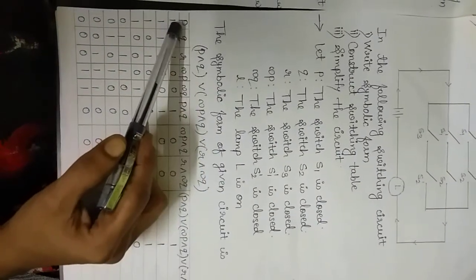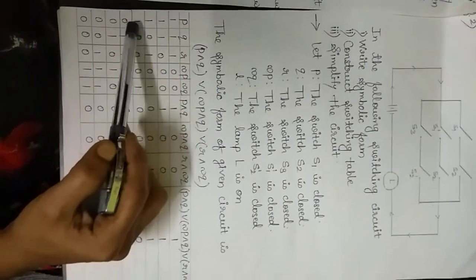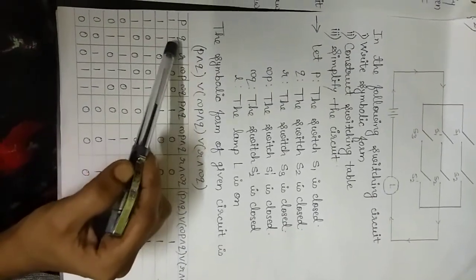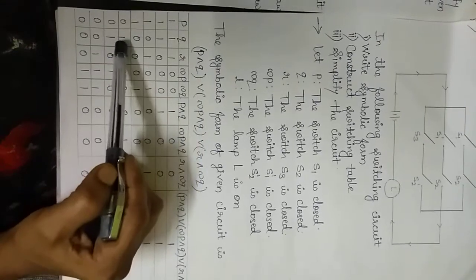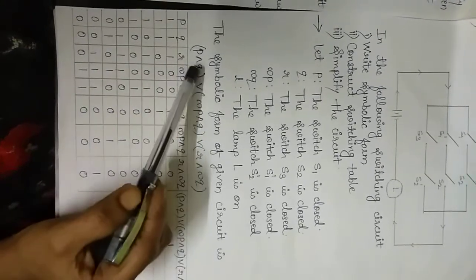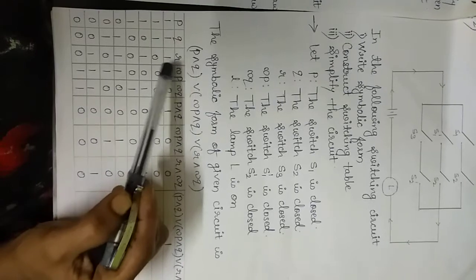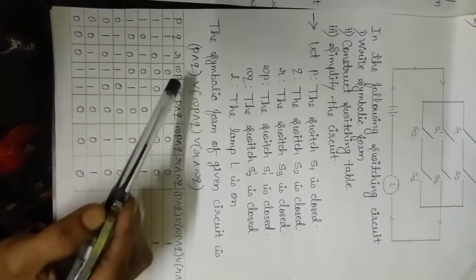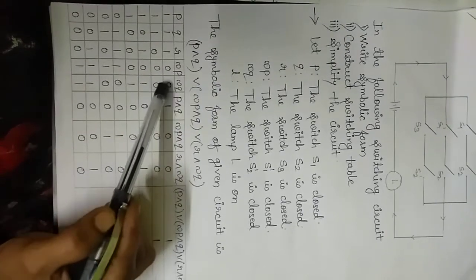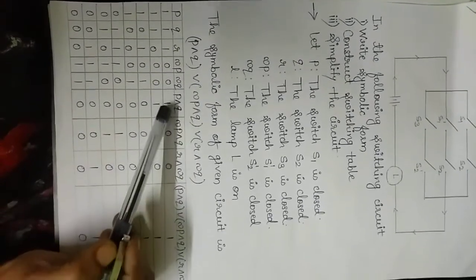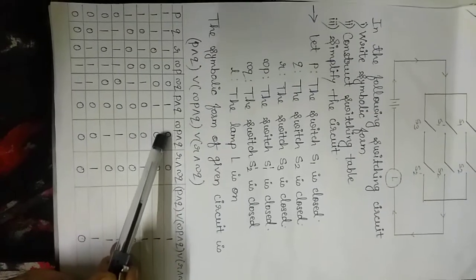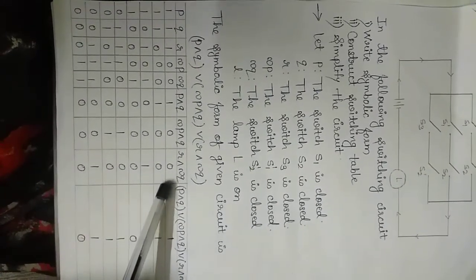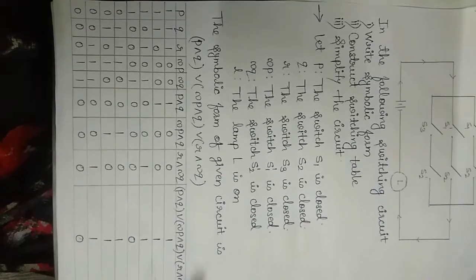So here the possibilities for P will be 4 times 1 and 4 times 0. Possibilities for Q will be 2 times 1, 2 times 0, again 2 times 1, 2 times 0. And possibilities for R will be 1 0 1 0 1 0 1 0. Now we will write the required columns: negation of P, negation of Q, then P and Q, then negation of P and Q, then R and negation of Q, and finally the entire statement.